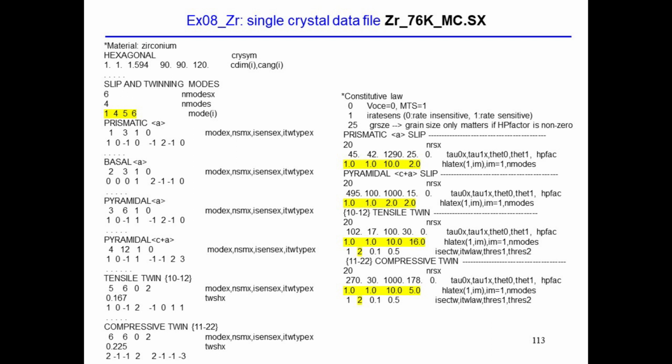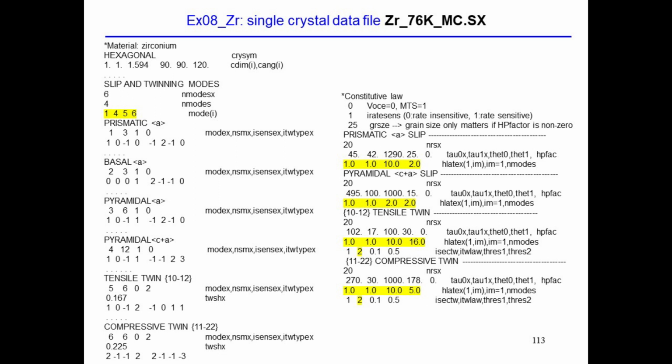Then this file has 6 systems, 6 modes, which are the prismatic, the basal, the pyramidal A, the pyramidal C plus A, tensile twins, and compressive twins. Of these, we are going to use modes 1, 4, 5, and 6. So we are going to use prismatic, pyramidal C plus A, tensile twins, and compression twins. The twins have an extra number, which is the characteristic shear of the twin. And there are 6 tensile twins. There are also 6 compression twins, and this is the characteristic shear of the compression twin.